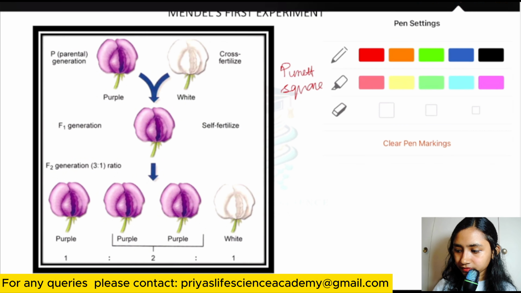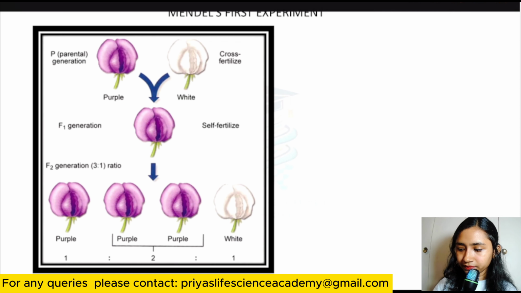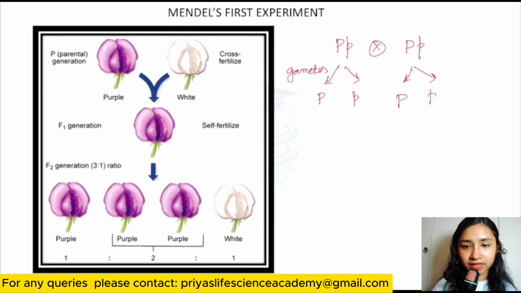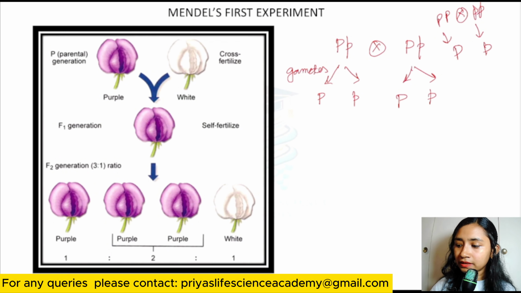Now I will show you the F2 generation, so capital P, small p crossed with capital P, small p. First we have to see what type of gametes they can produce: capital P, small p, capital P, small p. In the first generation also, when I showed you this, there was a single type of gamete only, capital P, and a single type of gamete only, small p.